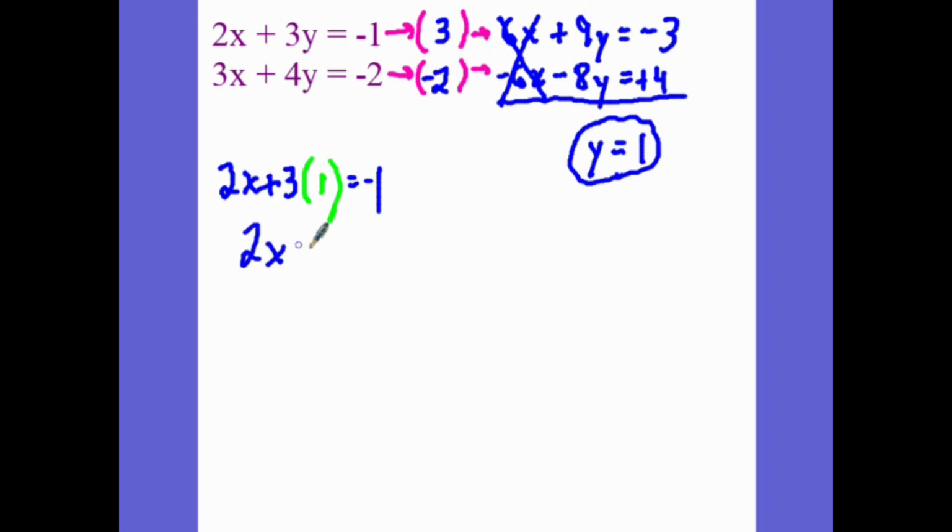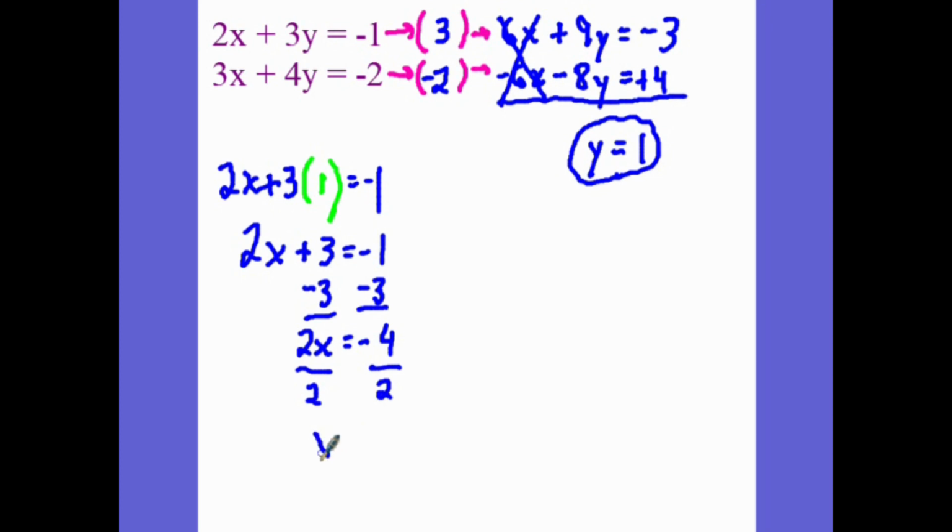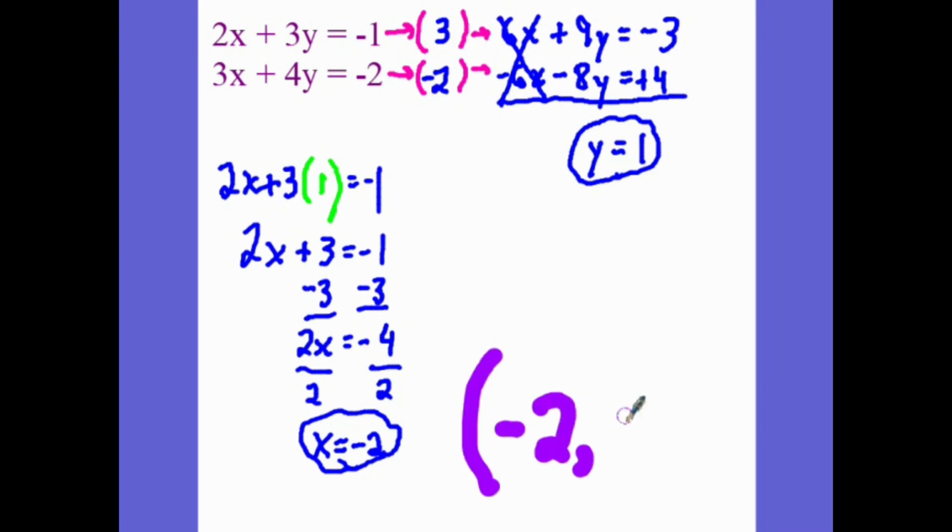Next, I solve this equation by multiplying 3 times 1, subtracting 3, and then I'm going to divide by 2. Again, you are equation solving experts, so I know that you can do all of this without my help. So I get x equals negative 2. My final answer then, negative 2, 1.